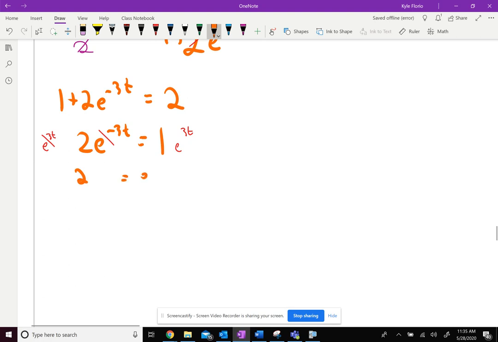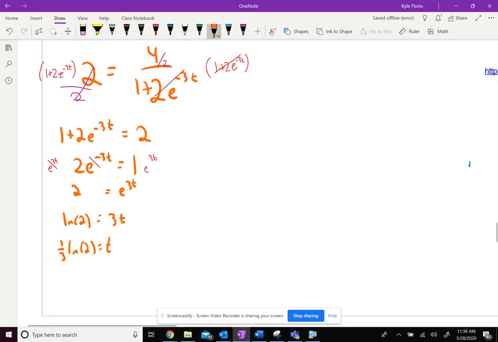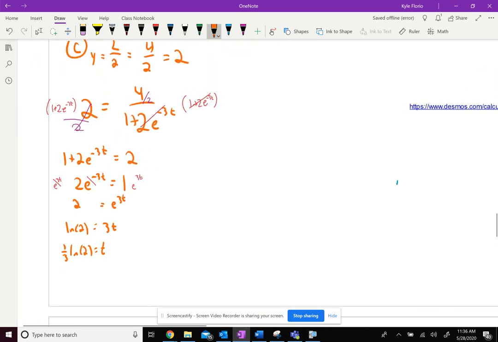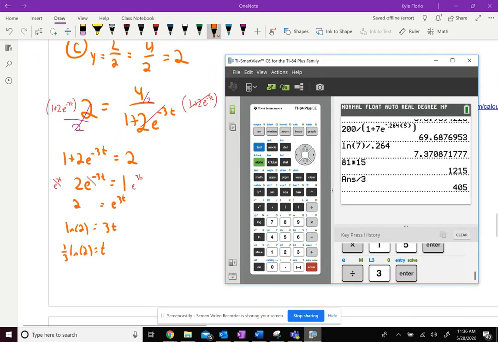Equals 1 times e to the 3t, which is e to the 3t. Take the natural log of both sides. The natural log of 2 undoes the e, so I just get 3t. Divide both sides by 3. And the natural log of 2 divided by 3 is the time it takes to get to that inflection point of 2. So we can do the natural log of 2.